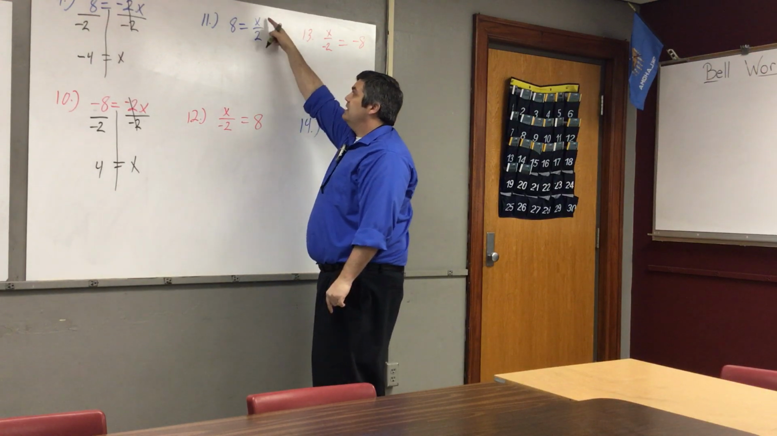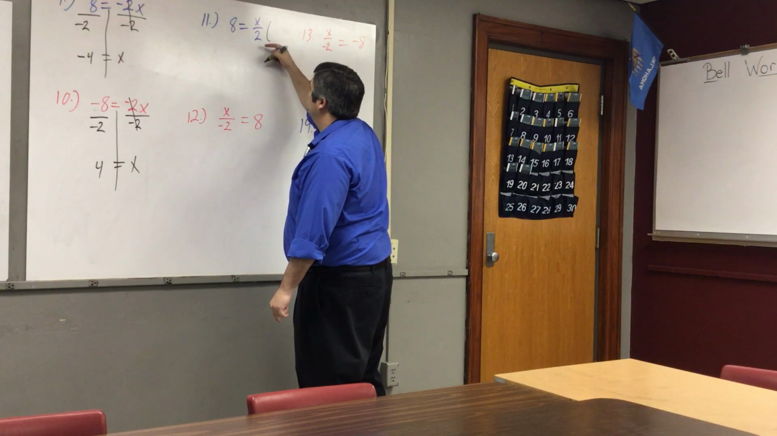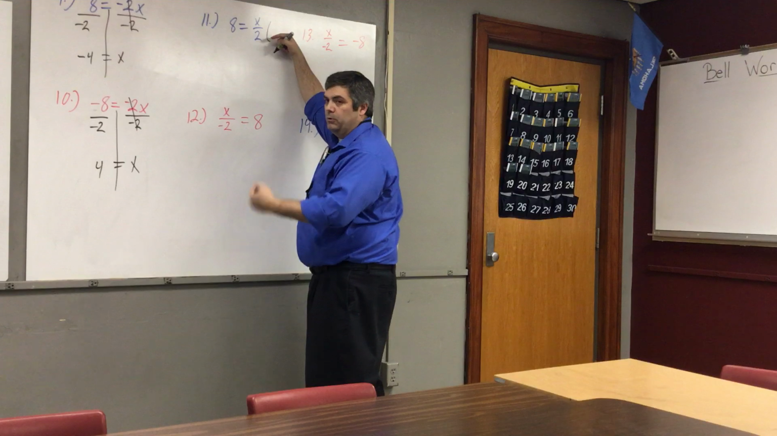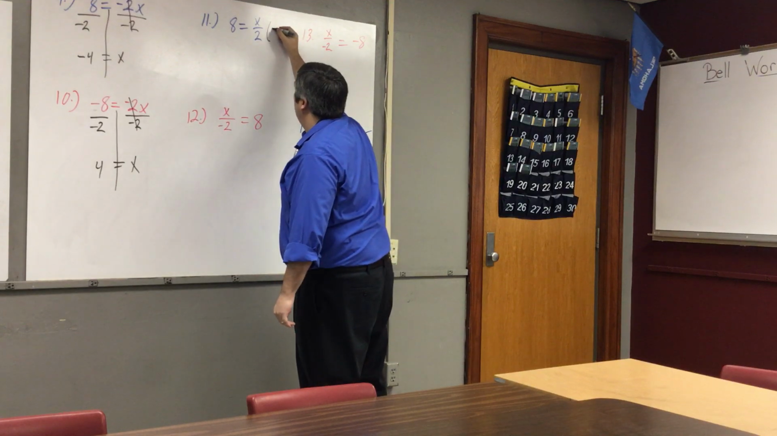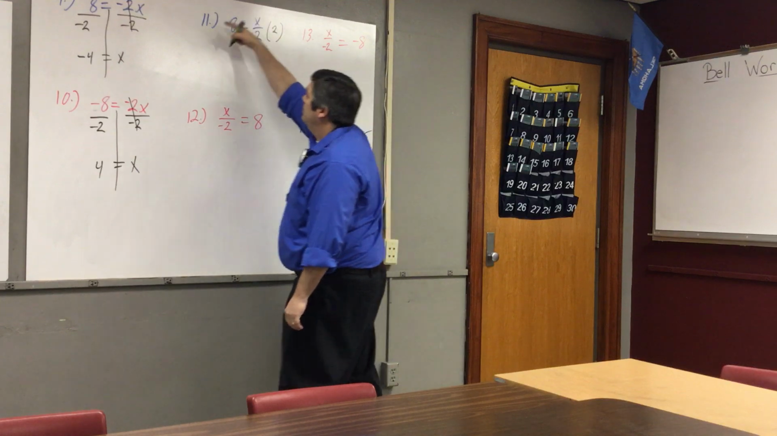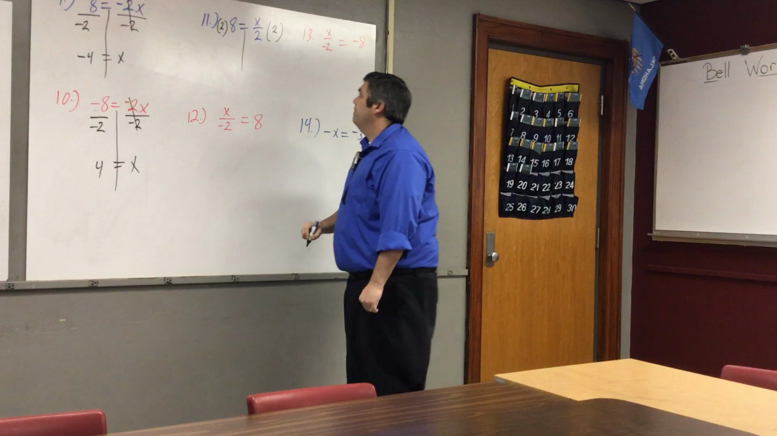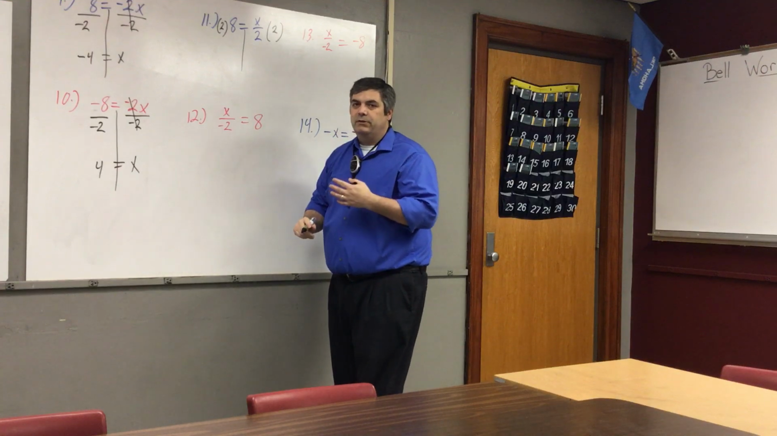If we want to get this x all by itself, we have to do the opposite operation. The opposite operation of division is multiplication. So we're going to multiply by 2 over here. But if I multiply by 2 over here, I have to do it over here too. Draw my line. Now, what happens here is really this.